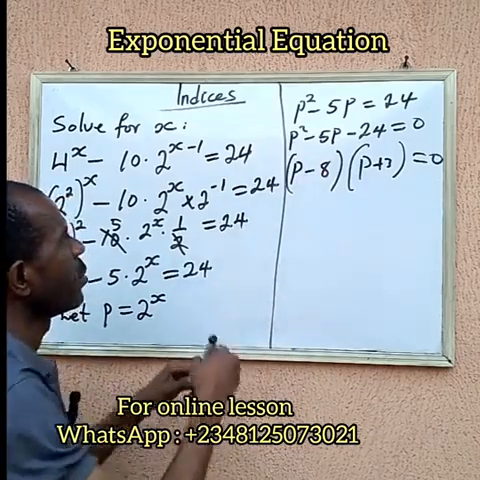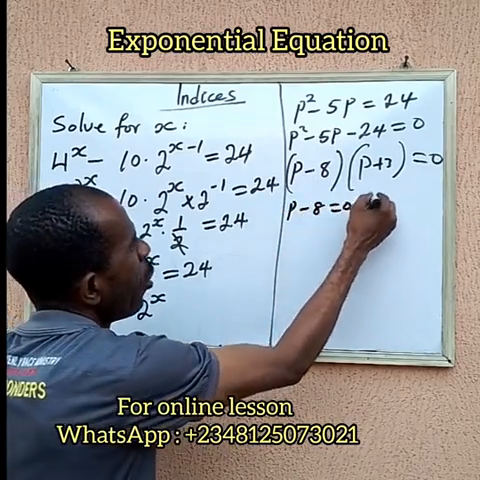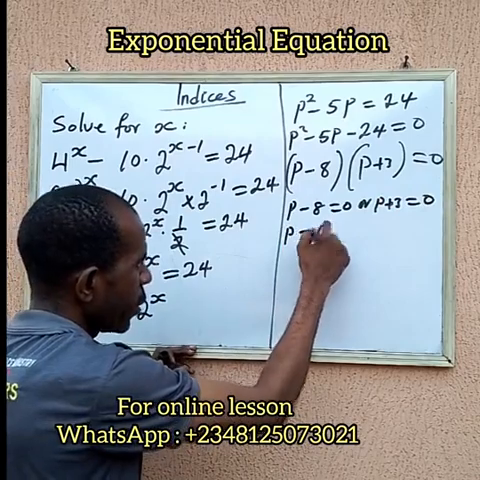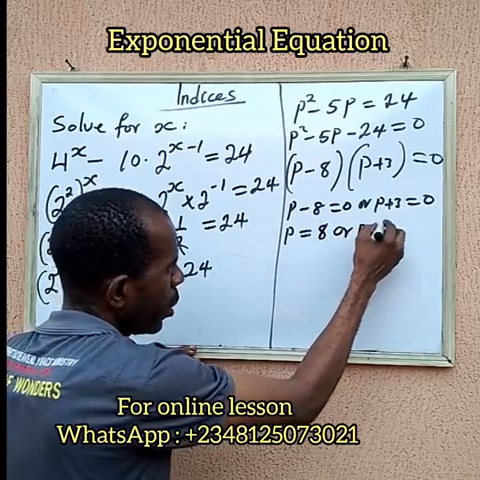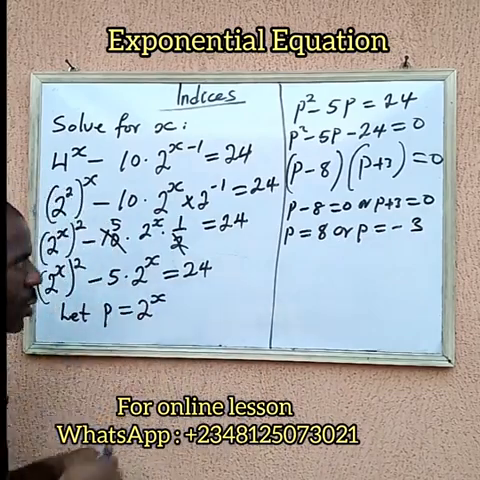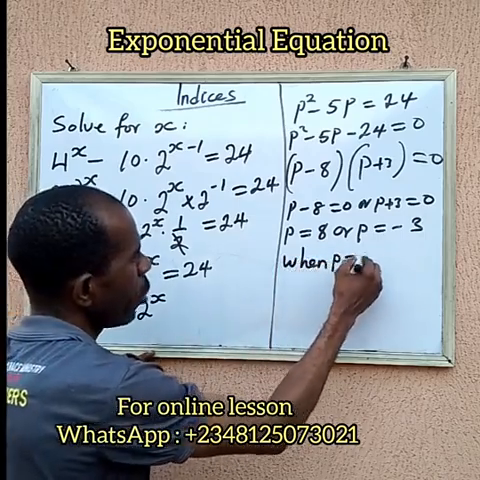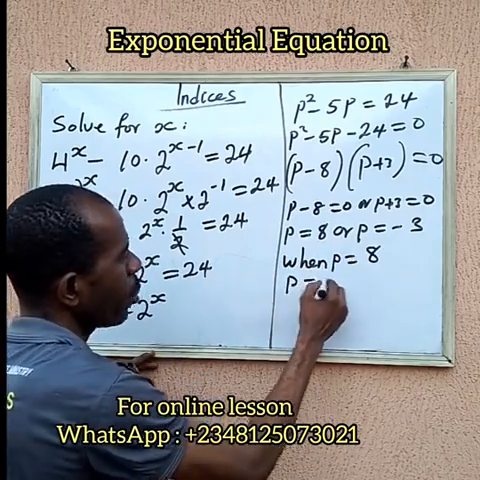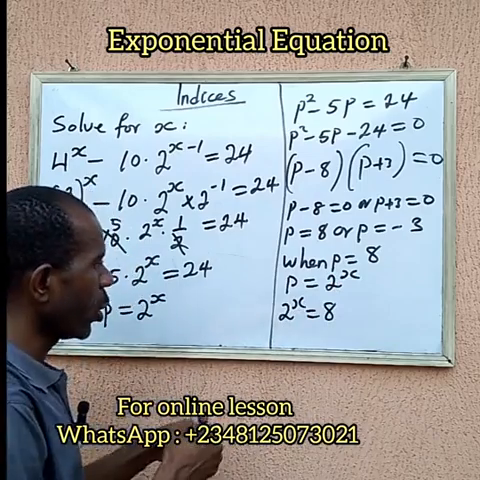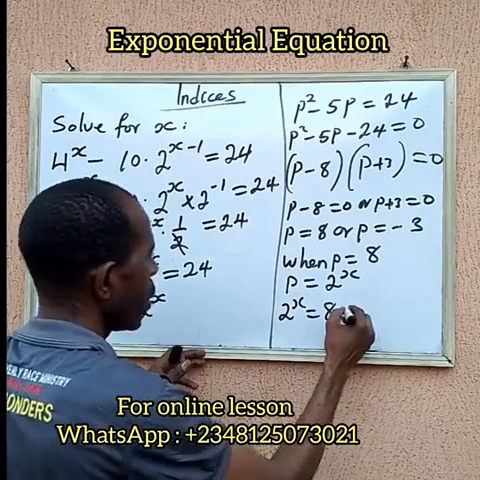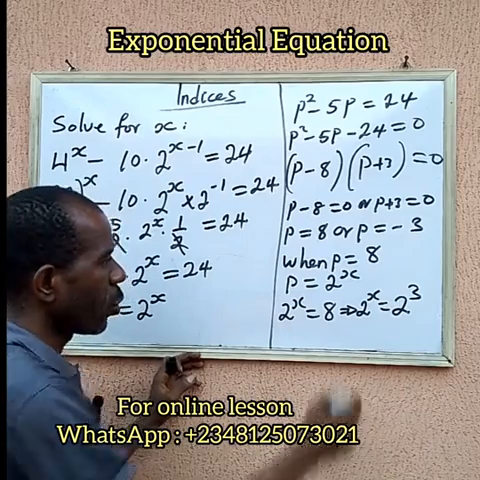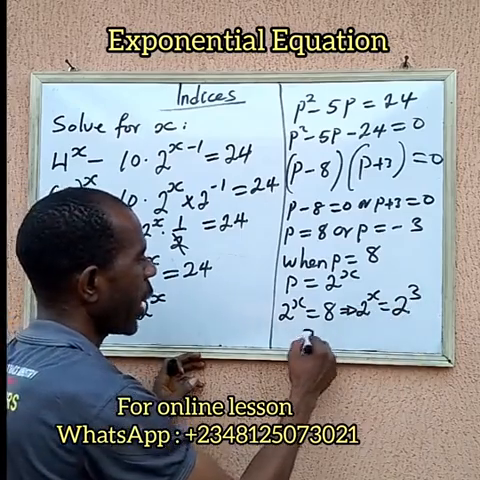So don't waste time. What we do now is p minus 8 equal to 0, or p plus 3 equal to 0. So here we have p equal to 8, or p equal to negative 3. Now remember that we declared p to be equal to 2 raised to the power x. So when p equal to 8, which means 2 exponent x equal to 8. So we just break 8 to base 2, which means we have 2 raised to the power x equal to 2 exponent 3. According to the law of exponent, the bases are the same, so we just equate. So x equal to 3.